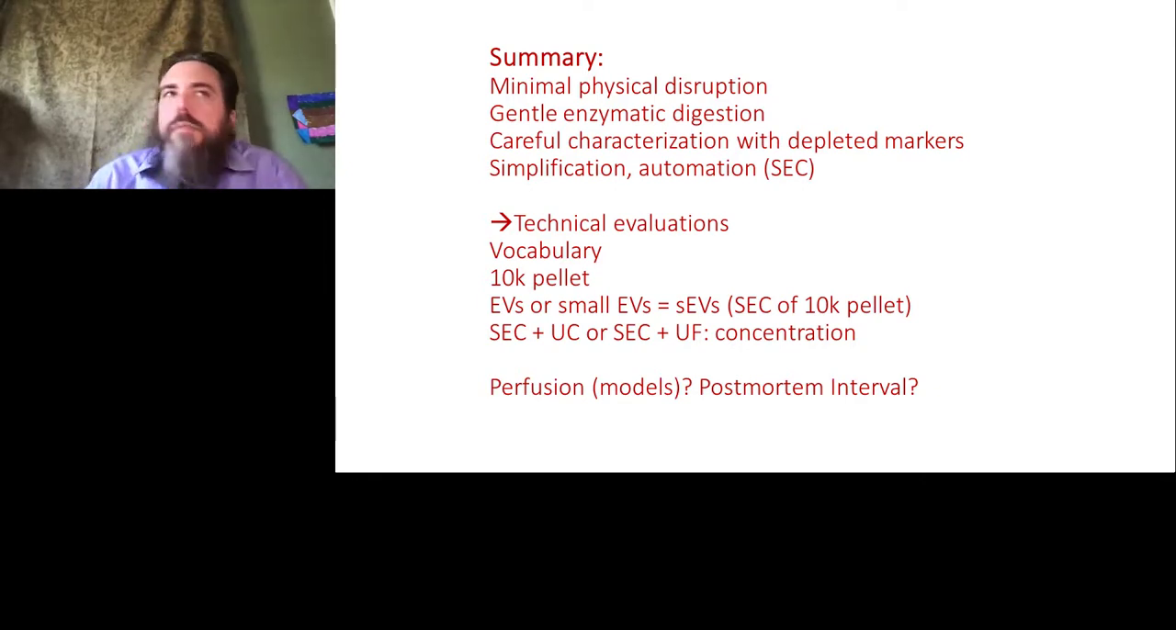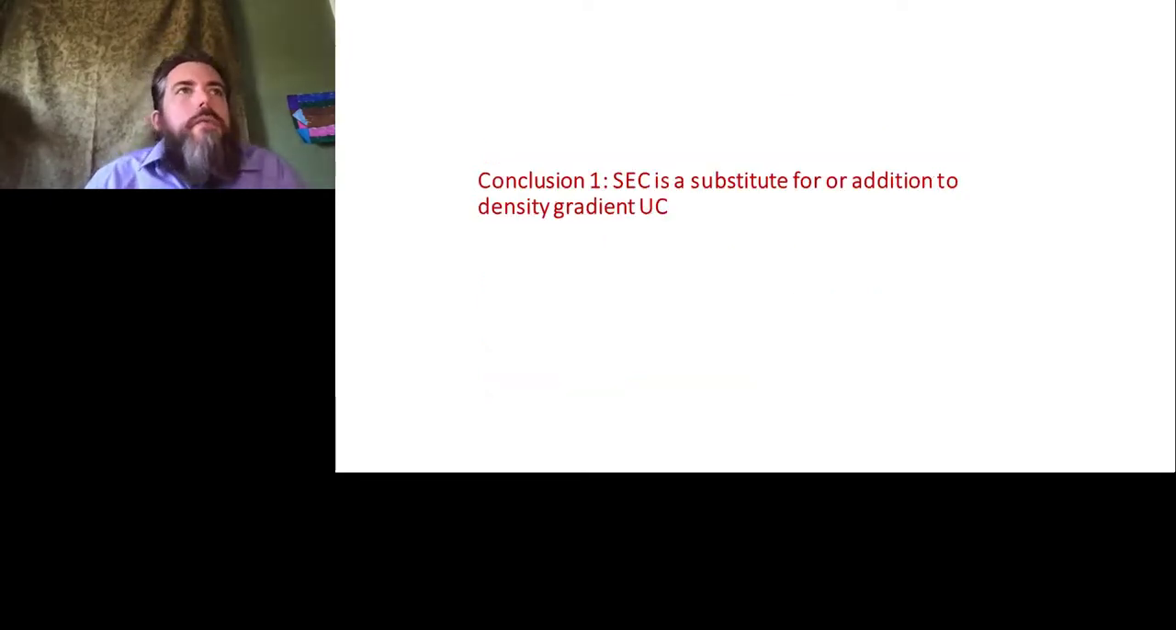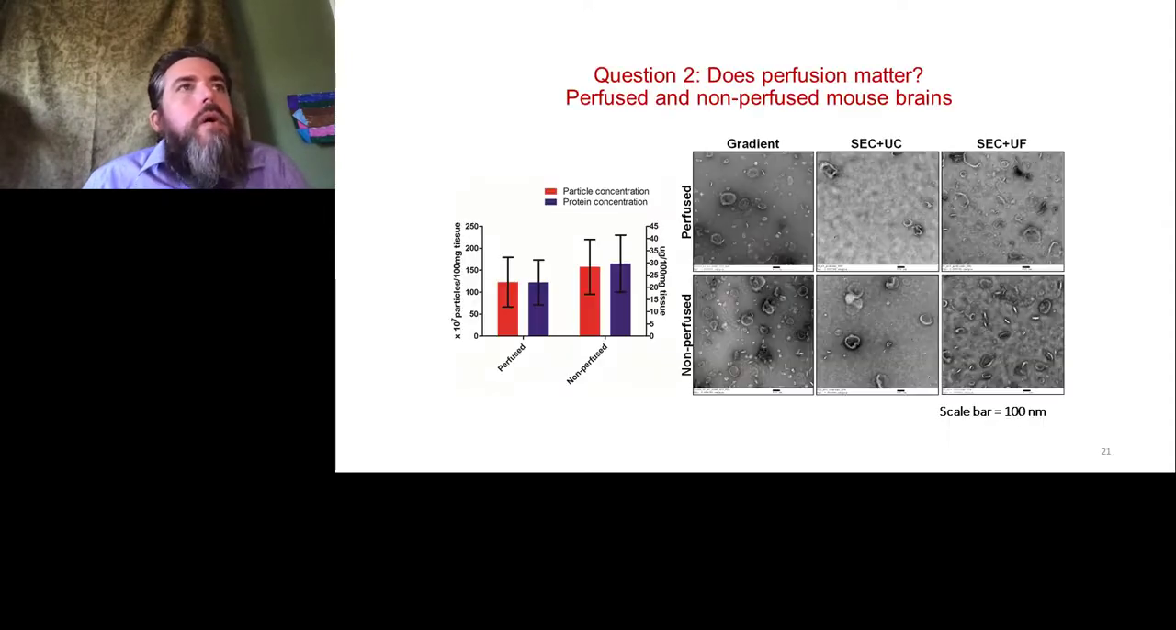And the other is the postmortem interval. What are we able to do with samples that have been sitting around for a while? So unfortunately, with human samples, we are rarely able to get them in a reasonable period of time. So our first conclusion was that this size exclusion chromatography method was a substitute for, or perhaps in addition to, the density gradient protocol that had previously been employed.